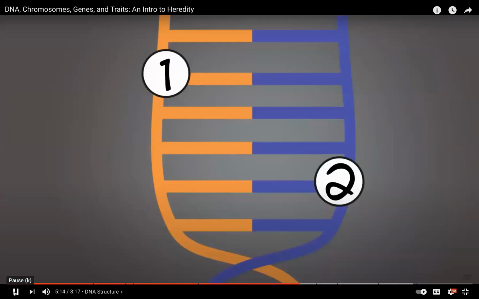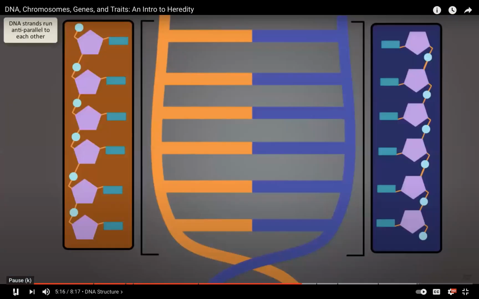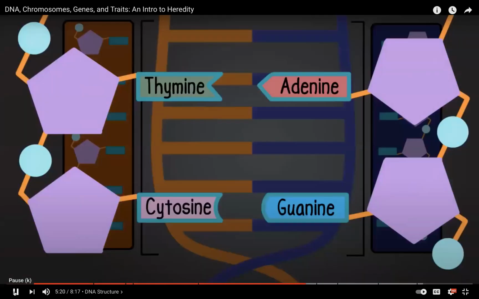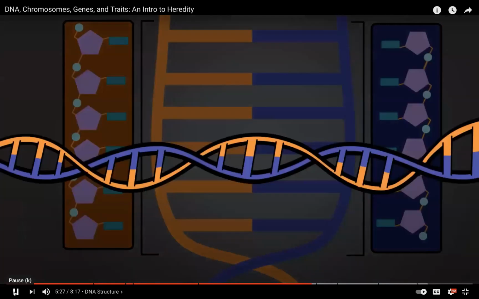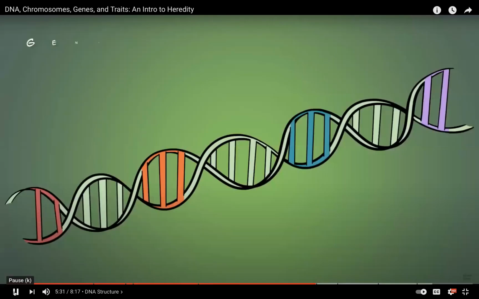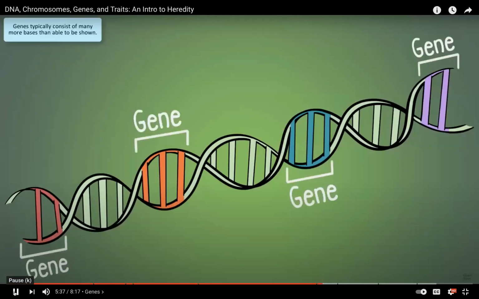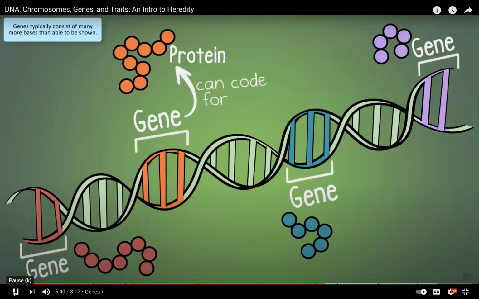DNA has 2 strands, so there are nucleotides running up one side and there's nucleotides running up the other side. The bases are what pair in the middle. The bases are held together by hydrogen bonds. The DNA is also twisted in something we call a double helix shape. Portions of DNA make up genes. We can say, for example, that this part of the DNA here makes up a gene. Genes can code for proteins. Proteins have a huge role in expressing a trait.